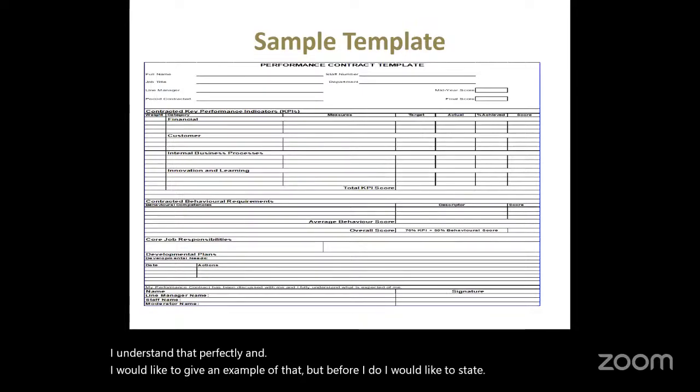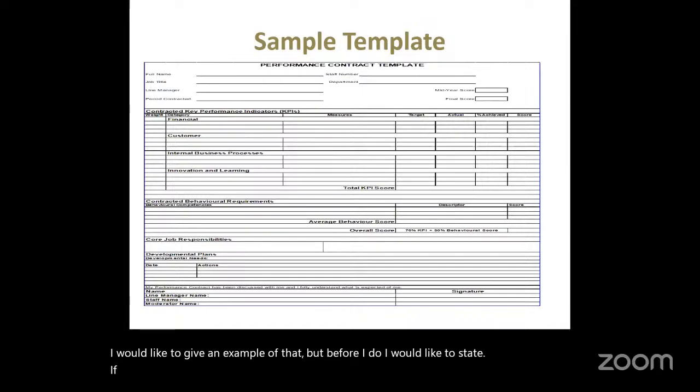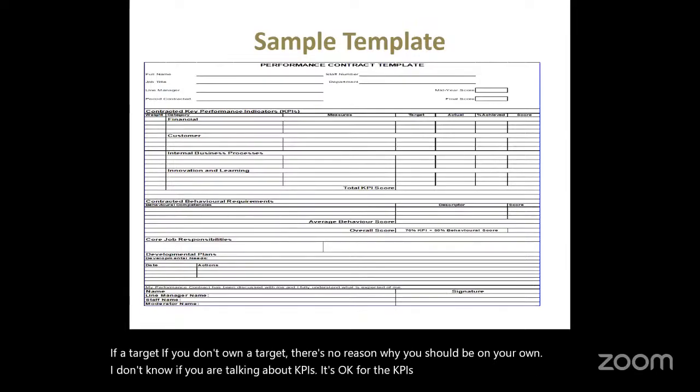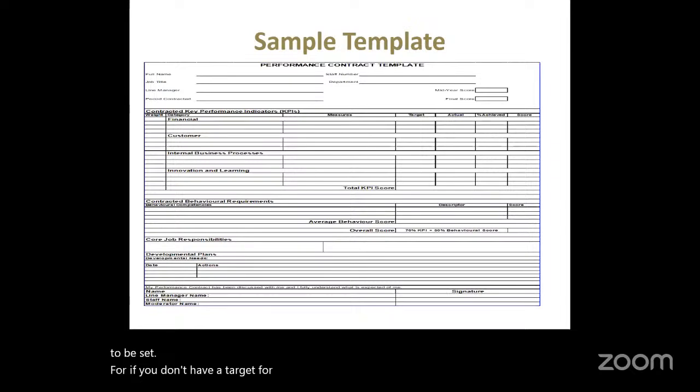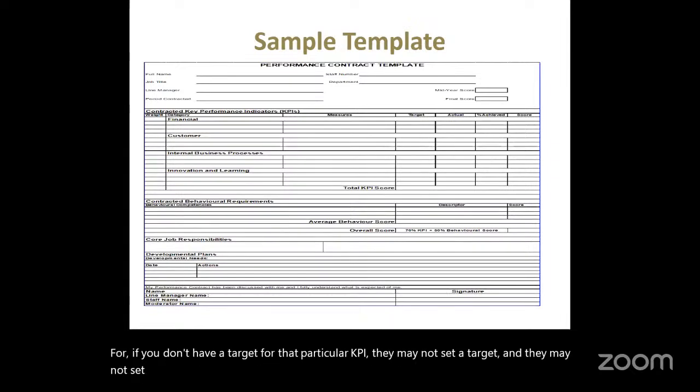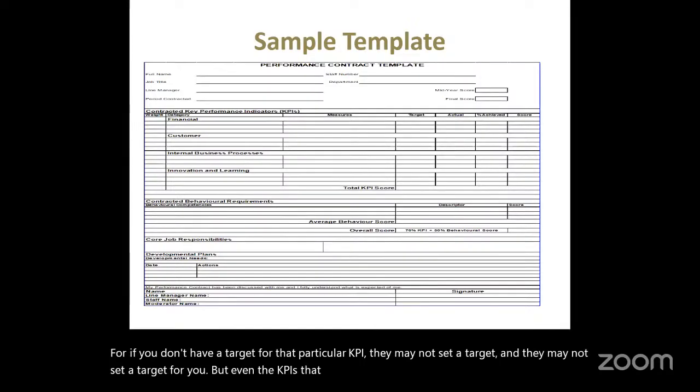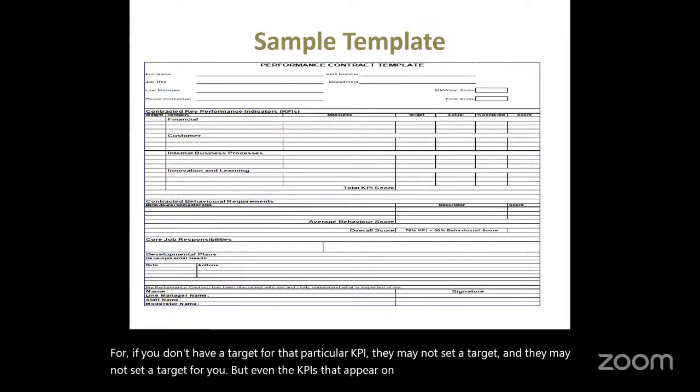if you don't own a target, there's no reason why it should be on your scorecard. I don't know if you're talking about KPIs. It's okay for the KPIs to appear and for your target not to be set. If you don't have a target for that particular KPI, they may not set a target for you. But even the KPIs that appear on your scorecard should be KPIs that are linked to your work.